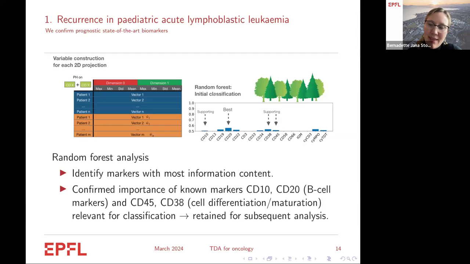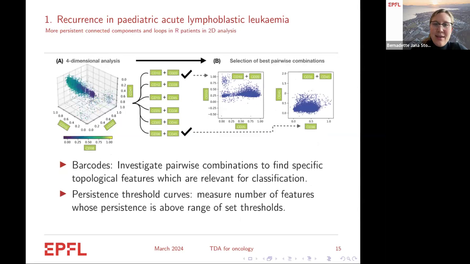The advantage of this was that we could identify markers with the most information content using these random forests. And what was amazing for us was that with these simple summary statistics, we were able to confirm the importance of known biomarkers CD10 and CD20, which are the B-cell markers, and CD45 and CD38 in a completely independent manner. And so we are very happy with this first step, and we decided to retain these 4 markers for our subsequent analysis. And we then looked again in the barcodes of the pairwise combinations, which specific topological features were particularly relevant for distinguishing relapsing from non-relapsing patients.